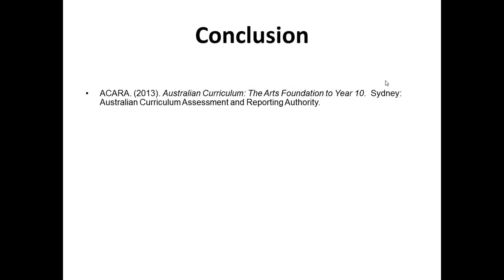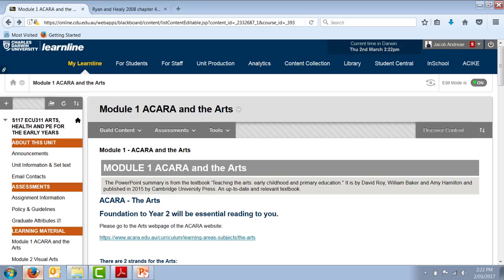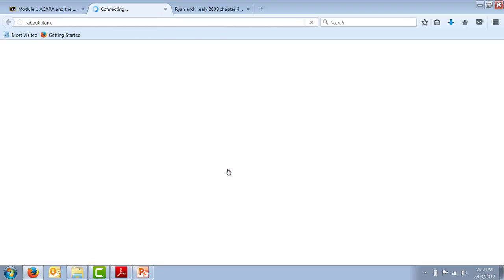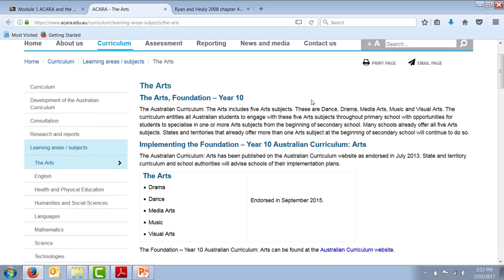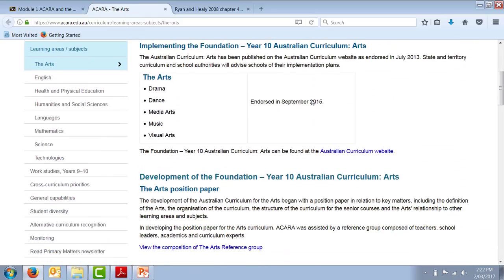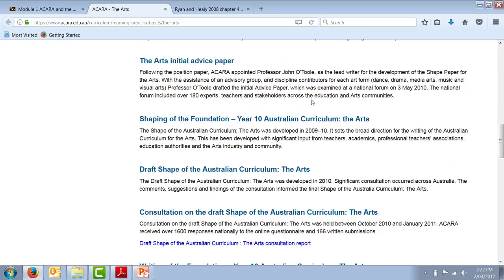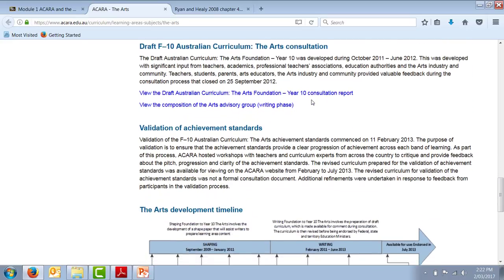So in conclusion, make sure you check out that website. I'm going to take you to that right now. So if we head on over to LearnLine, here's the web page for the ACARA website, with specifically to do with art. I suggest you go and have a look at this in your own time. I'll just scroll through it quickly now for you, so you get a bit of an understanding of what to expect from it, a bit of an overview.